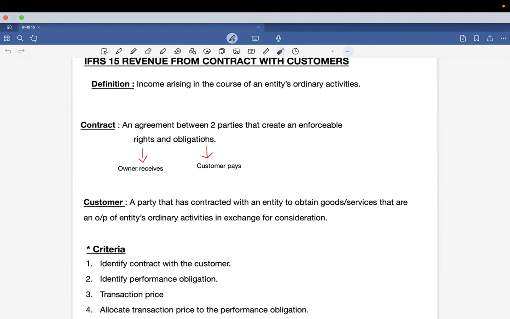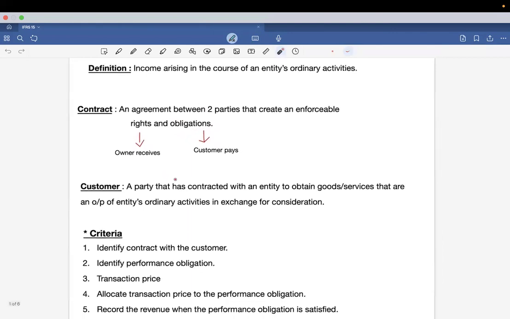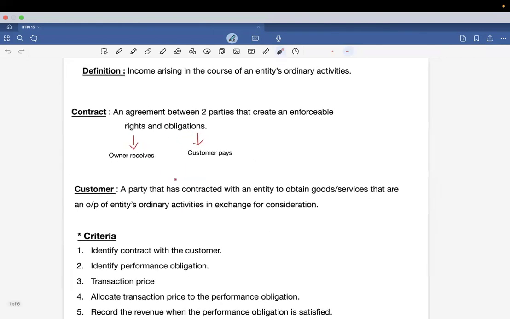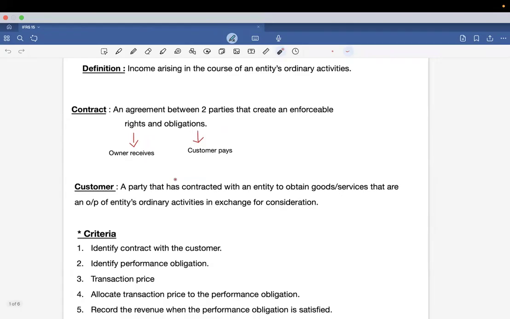Revenue from contracts with customers involves a contract where one party has rights and the other party has the obligation. The owner receives the right to cash flows or some other economic benefit, and the customer is obligated to pay that money. When the obligations are met, or even before, according to the agreement, the owner transfers the goods and services to the customers.